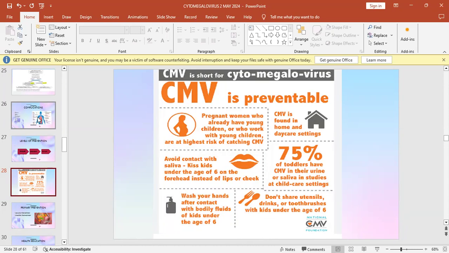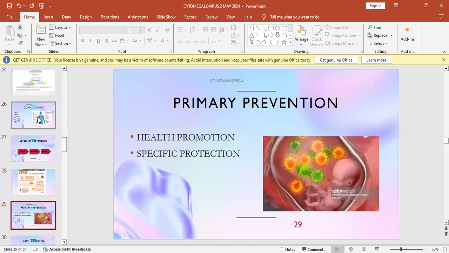Avoid contact with saliva. Kiss kids under the age of 6 on the forehead instead of the lips or cheek. Wash your hands after contact with bodily fluids of kids under the age of 6. Cytomegalovirus is found in home and daycare settings. 75% of toddlers have cytomegalovirus in the urine or saliva in studies at childcare settings. Don't share utensils, drinks, or toothbrushes with kids under the age of 6.